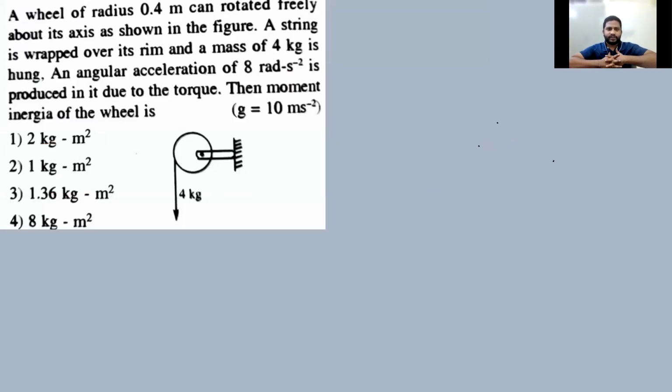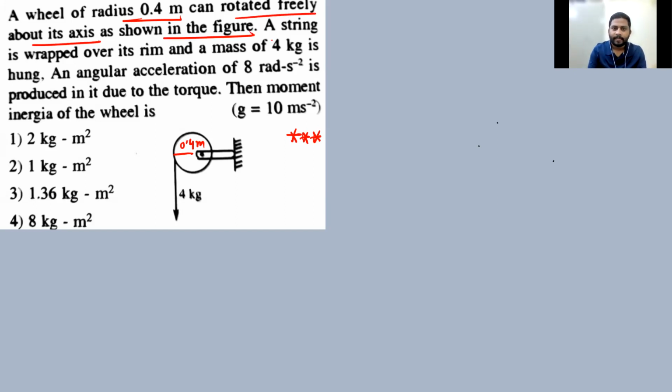So look at this question, my dear students. A very important model, 3 stars, very important for the higher level exams, maybe in the NEET exam or in the JEE exam. A wheel of radius 0.4 meter. Yes, this is the wheel whose radius is 0.4 meter, and it can rotate freely about its axis as shown in the figure.